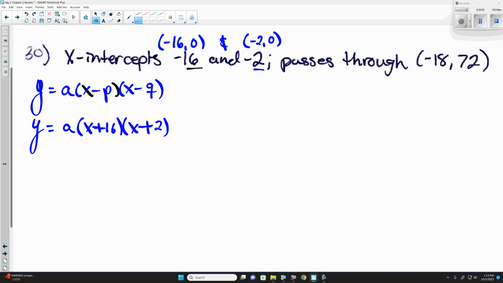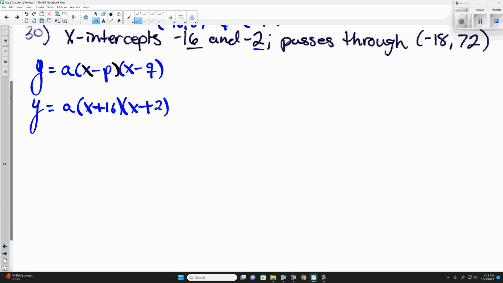Plus and plus. Questions on how we got this set up so far? Well, the only value we're missing is the value of a. And we'll use the point negative 18, 72 to find it. We'll plug 72 in for y and negative 18 into both of the x places.